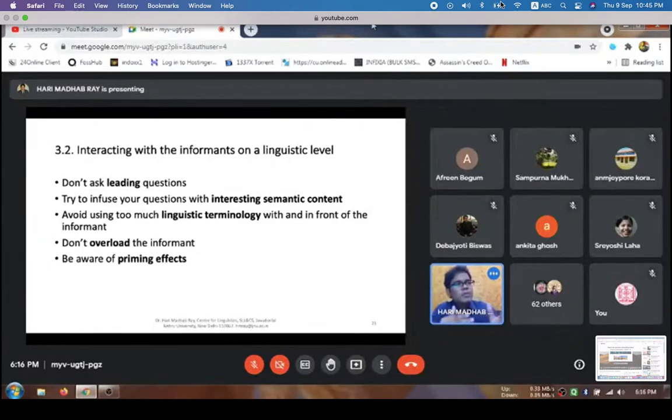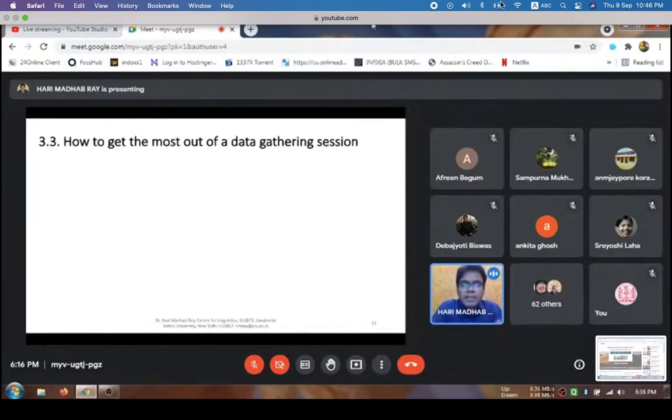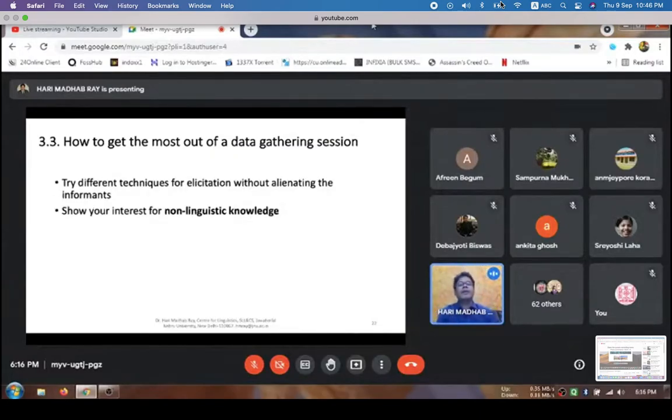And be aware of priming effects, the same kind of thing as the parrot syndrome I talked about. Whatever you say, the informants also say the same thing. So you need to understand that and be aware of priming effects. The priming concept, especially in psychology, is really an interesting concept, so you have to be aware of it.